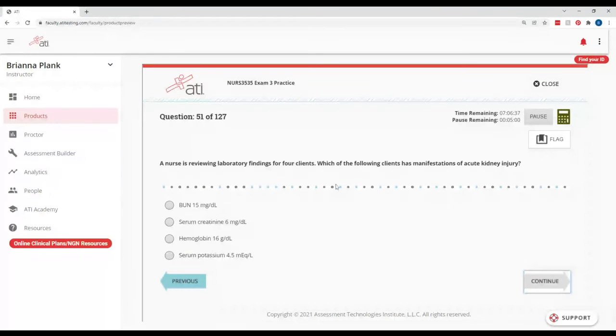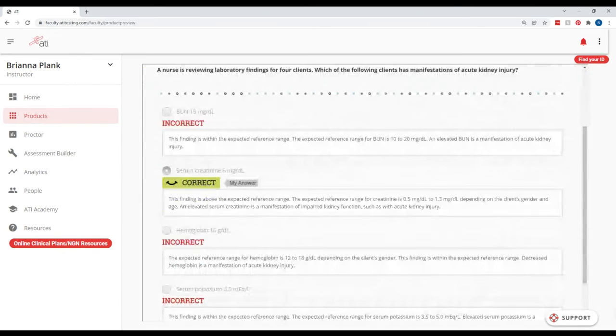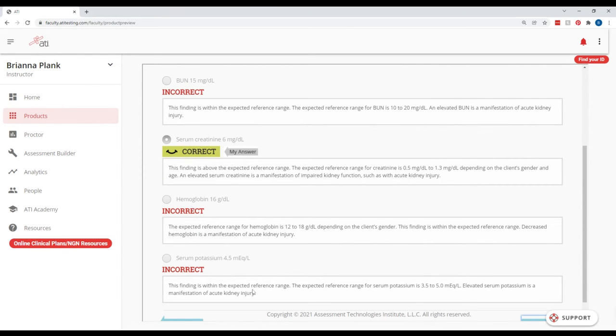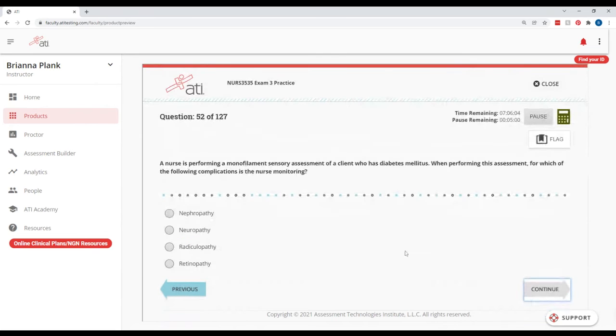Okay, we have 4 clients and we have 4 lab values. Which of the following lab values is a manifestation of acute kidney injury? Let's see. So exactly, our BUN is 10 to 20, so we're within range. Creatinine is high at 6. Hemoglobin normal, potassium normal. Yes, everybody got it. It's our teamwork.